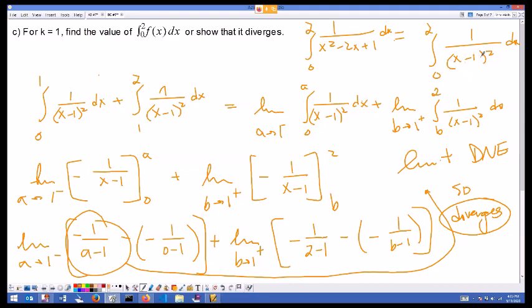This has a discontinuity at x equals 1, right? And so at x equals 1, I have to break it up. All right, thank you. Yeah. If you go any further than right here without breaking it up, they're not going to give you points.